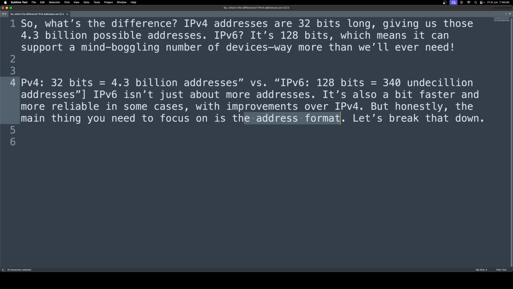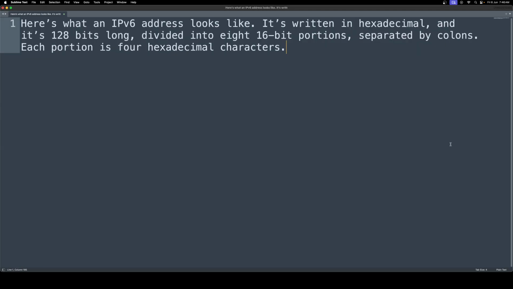So first of all, understanding the IPv6 address. Now let's see how the IPv6 address will be written. So what does an IP address look like? Actually, it is written in hexadecimal format and it is 128 bits long, divided into 8 16-bit portions, separated by colons. Each portion is 4 hexadecimal characters. So the IP address will look like this on the screen, if you check any IPv6 address.